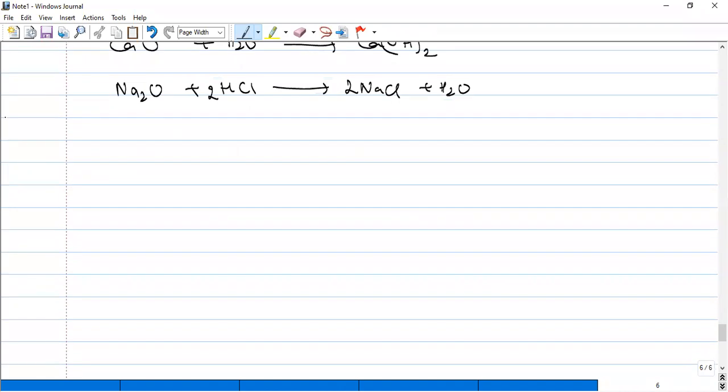Amphoteric oxide. Acidic oxide reacts with base. Basic oxide reacts with acid. Amphoteric oxide, which reacts with a base as well as with acid to give salt, is called an amphoteric oxide.